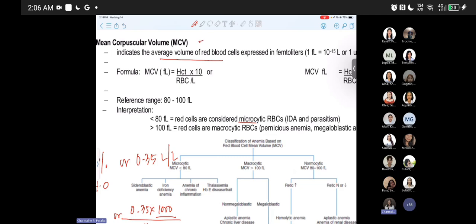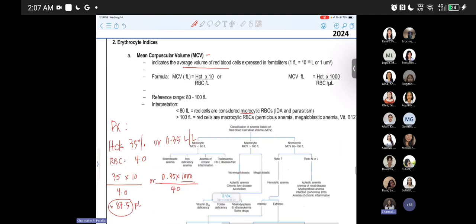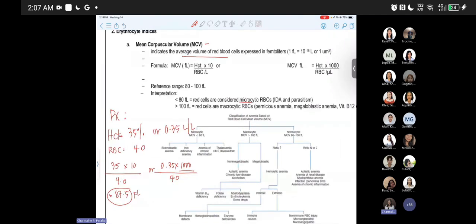So MCV is the ratio of... average concentration. No, that's okay as is, MCV, because average concentration is for MCH.